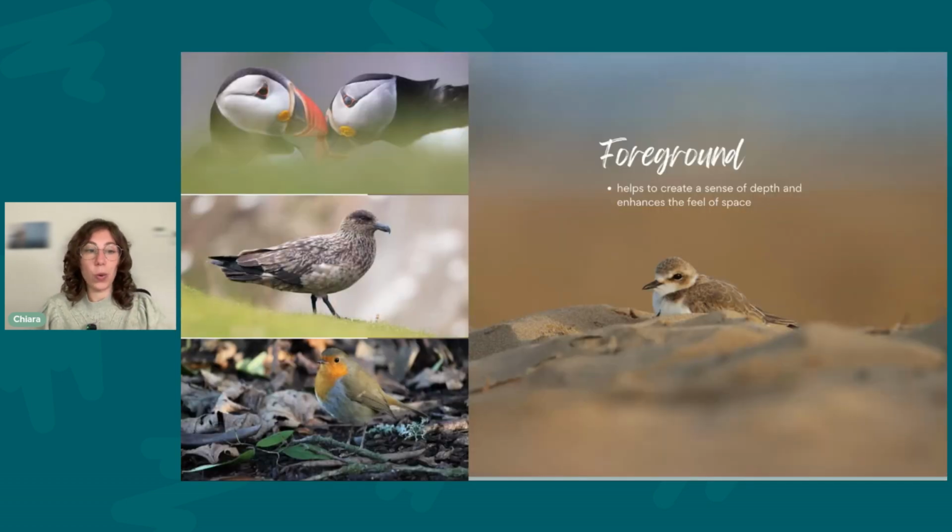So, another few words on the importance of foreground and why its inclusion in wildlife photography is pretty underrated. Foreground really helps to create a sense of depth and enhances the feel of space. And this is really important because, as we will see in one of the next classes, one of the major effects of super tele lenses, like the ones that we mostly use in wildlife photography, is compressing the image. So by adding the foreground, we are trying to compensate a bit for this lack of depth.